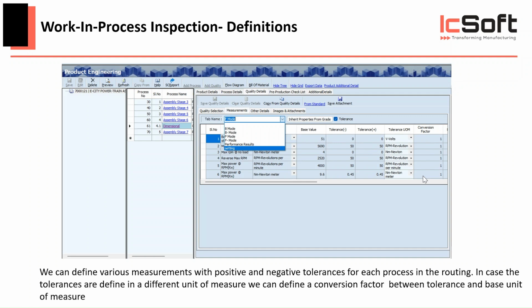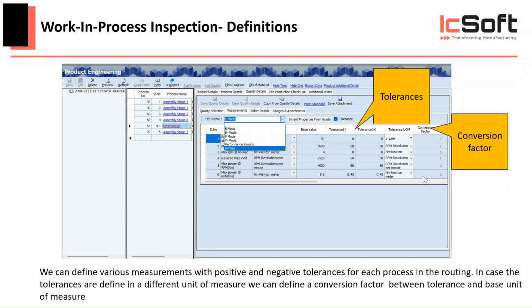So the idea of this screen is to define various measurements with permissible tolerances along with their unit of measure, and if required, a conversion factor between the tolerances and the base value unit of measure. So these are the tolerances, and here is the conversion factor as applicable.